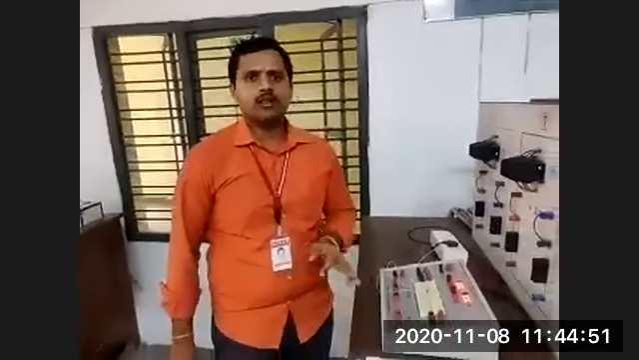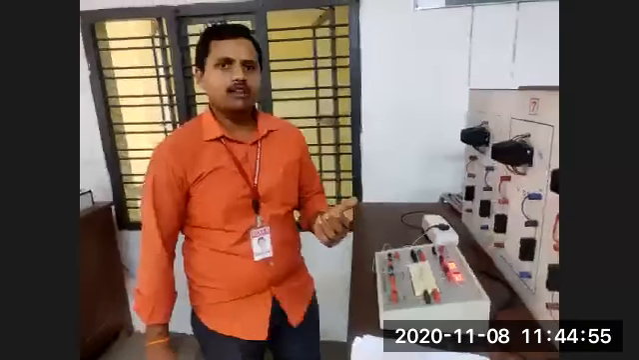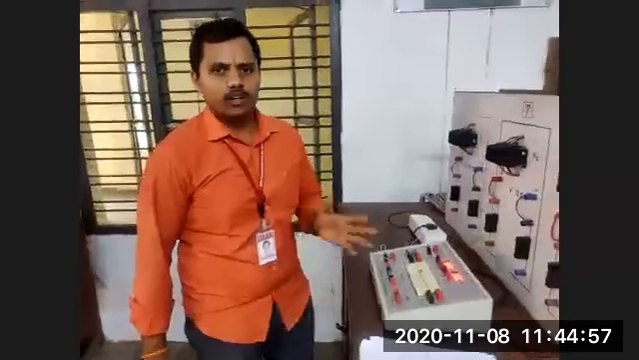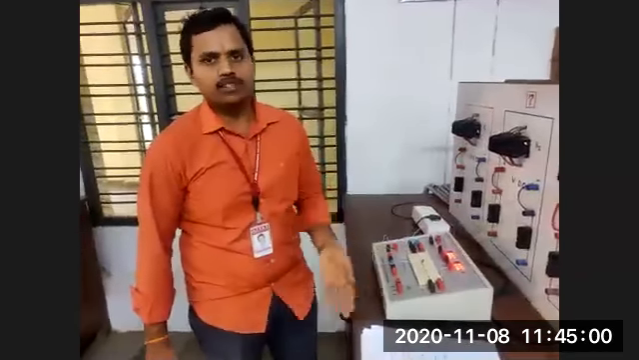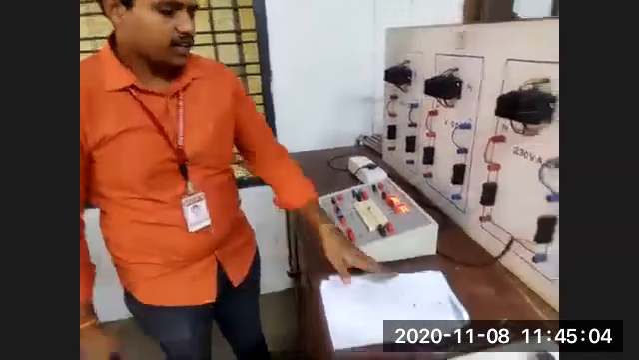Today we're discussing the p-n junction diode characteristics. The total characteristics can be drawn in two parts by conducting two experiments: one is the forward bias and the other is the reverse bias. First of all, we connect the forward bias circuit.